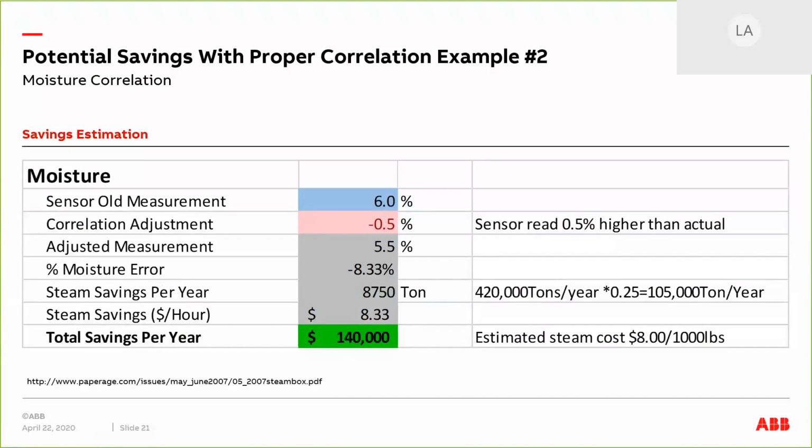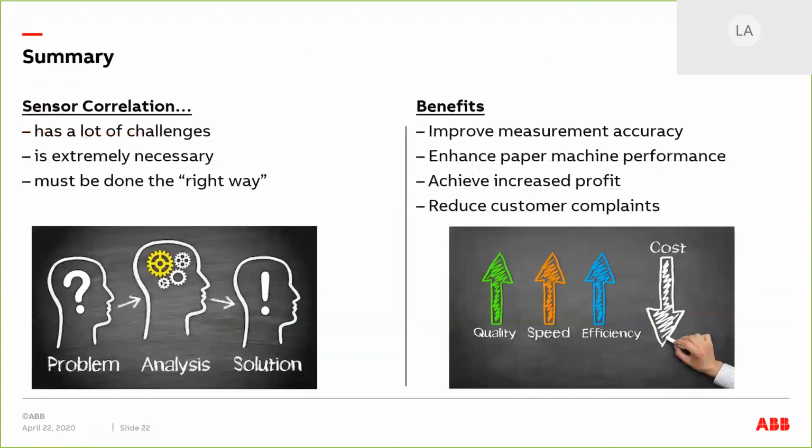Okay, all right. Well, let's summarize here. We all agree that proper sensor correlation improves your quality measurement accuracy, and it enhances paper machine performance. Well, I hope you agree now. You will see significant savings in your raw material usage, reducing rejects and energy consumption. And of course, you will reduce your customer complaints.